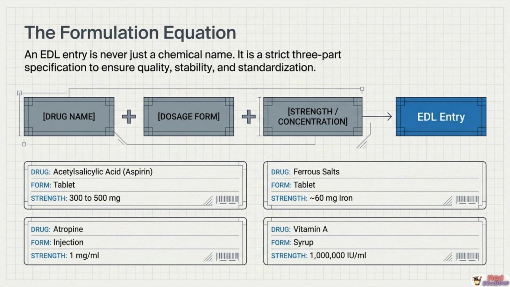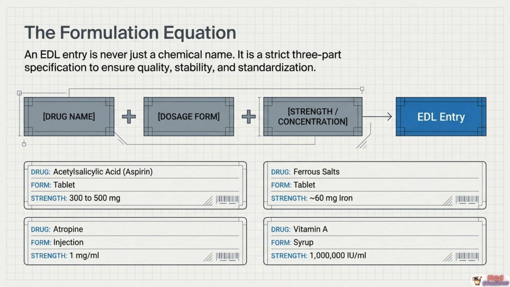Let us walk through the real examples shown here. Aspirin, acetylsalicylic acid, is listed not simply as aspirin, but specifically as a tablet in the strength range of 300 to 500 milligrams. The tablet form specifies the route of administration and the stability format. The strength range specifies the safe therapeutic dose window. Atropine, the critical anticholinergic drug used in organophosphate poisoning, bradycardia, and pre-anesthetic medication, is listed as an injection at exactly 1 milligram per milliliter. The injection form is essential because in emergencies, oral administration is not viable.